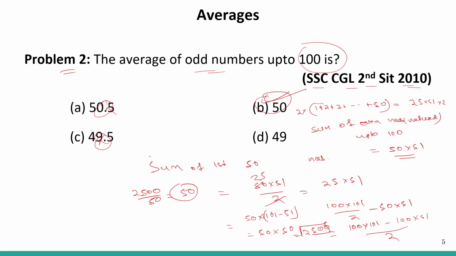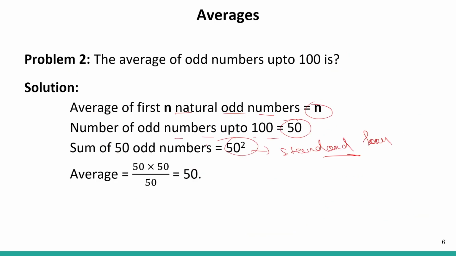Or we can also evaluate it in this kind of method. Method 1 is the fundamental one, and method 2 is the formula method. So you can do any of these. Average is equal to 50 into 50 by 50, which is equal to 50. So 50 will be the correct answer.